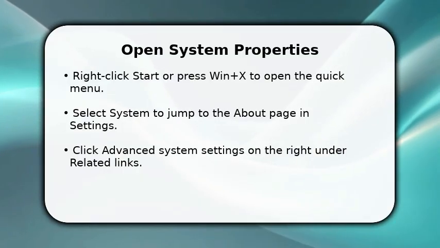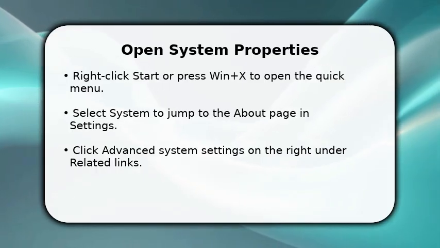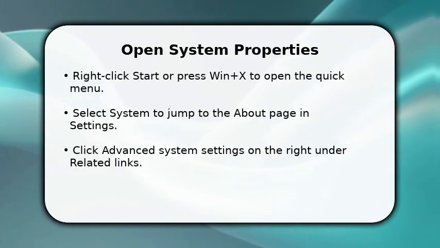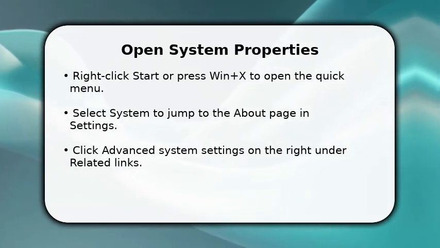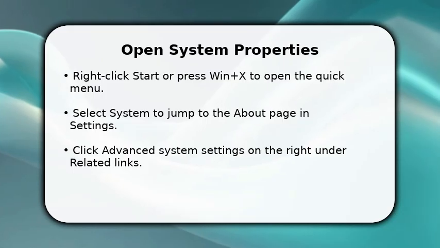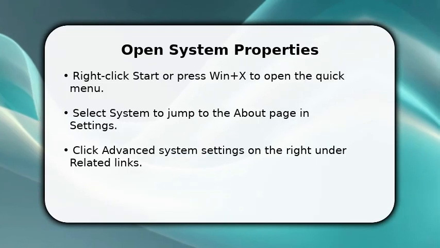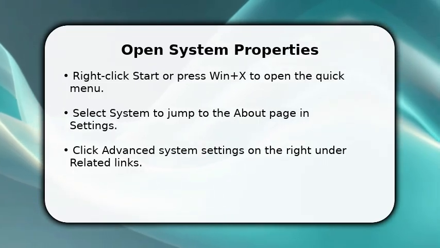You begin by opening System Properties because advanced options live there. Right-click Start or press Win+X, then choose System to land on the About page. Once there, make sure to look on the right for related links and click Advanced System Settings. This step launches the System Properties window.